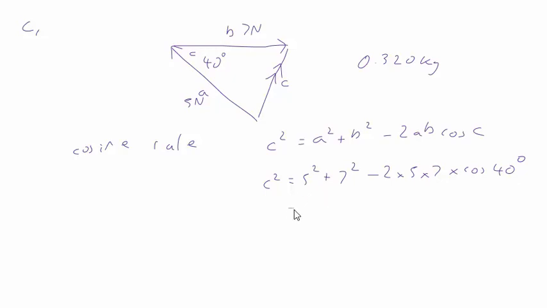This gives c squared as 20.4, so c is equal to 4.5 newtons. Then we can do acceleration is force over mass, which is 4.5 over 0.320, which comes out at 14.1 meters per second squared.